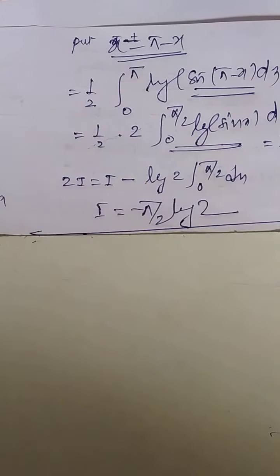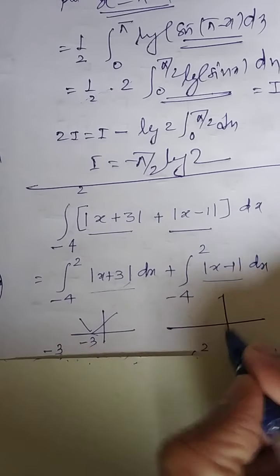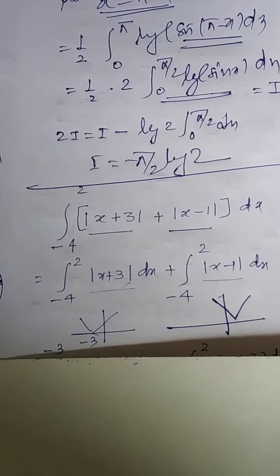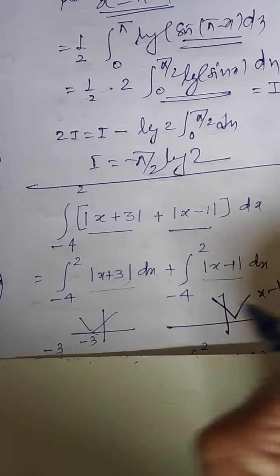One last question on the property. If there are two mod functions, the better way is to separate the limits, minus 4 to 2. We have talked about this earlier in one case. Now this will change at minus 3, whereas this will change at 1. This is nothing but x minus 1, it will be 1 minus x. Over here it will be x plus 3, it will be minus x minus 3. This much is known to you. But from where are you integrating?